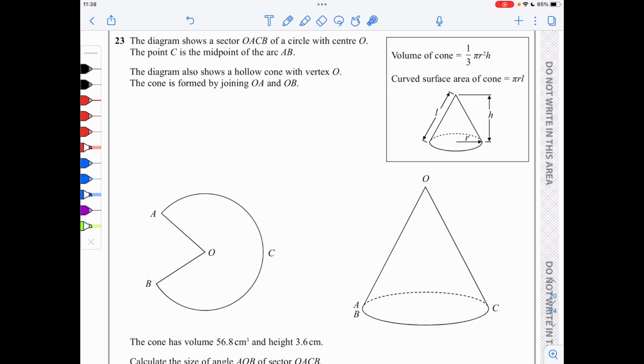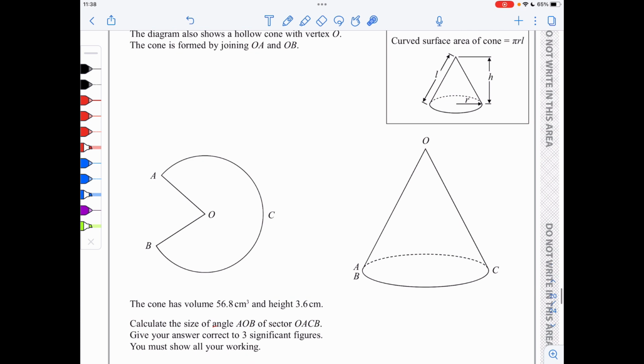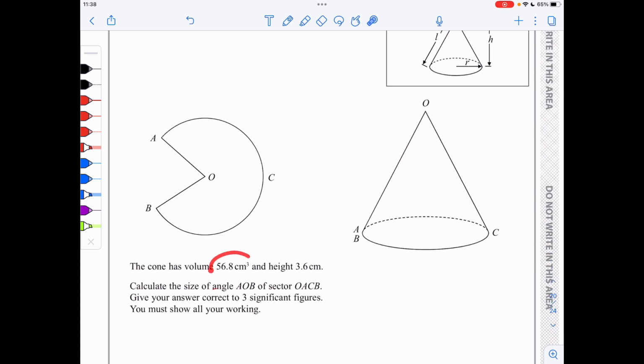In 23, we've got a sector OACB of a circle with center O. The point C is the midpoint of the arc AB, and we also have a hollow cone with vertex O, and the cone is formed by joining OA and OB. We are told that the cone has a volume of 56.8 cubic centimeters and a height of 3.6 centimeters, and we need to calculate the size of the angle AOB.